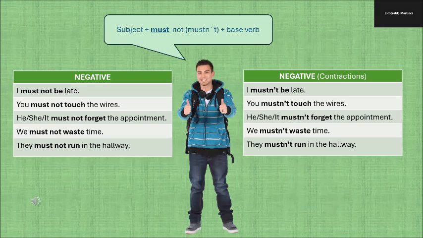The negative form of must is must not. Must indicates obligation and must not indicates prohibition. Must not is contracted as mustn't. It means that something is forbidden or prohibited. And the structure is subject plus must not or mustn't plus base verb.